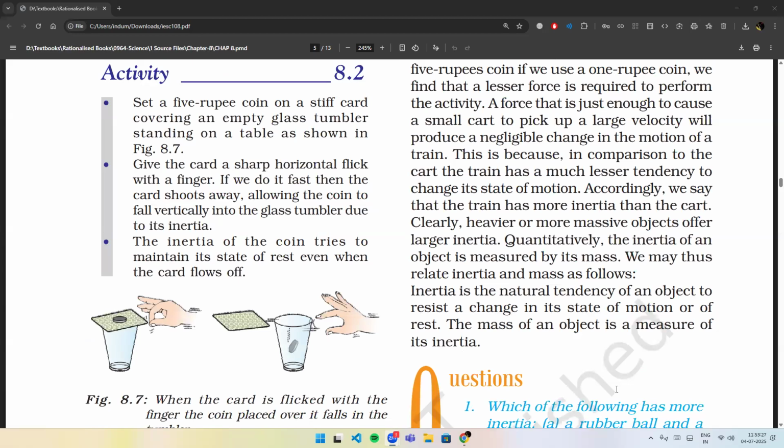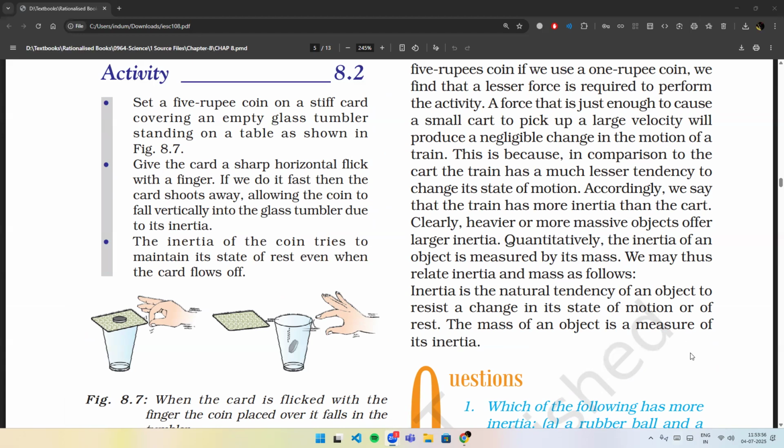A force that is just enough to cause a small car to pick up a large velocity will produce a negligible change in the motion of a train. This is because, in comparison to the car, the train has a much lesser tendency to change its state of rest or motion. Accordingly, we say that the train has more inertia than the car. Clearly, heavier or more massive objects offer larger inertia. Quantitatively, the inertia of an object is measured by its mass.